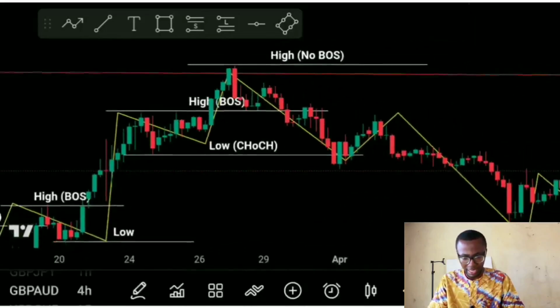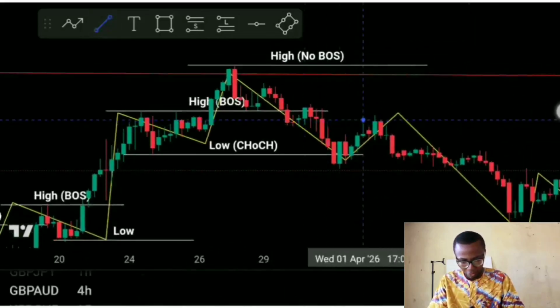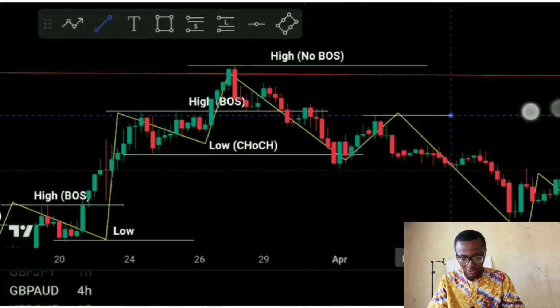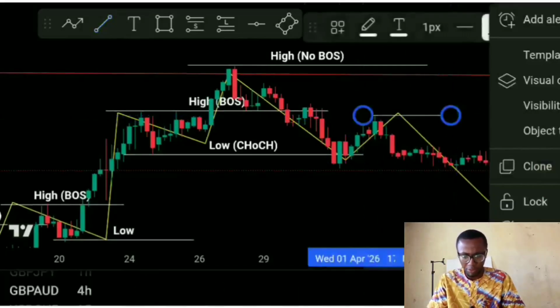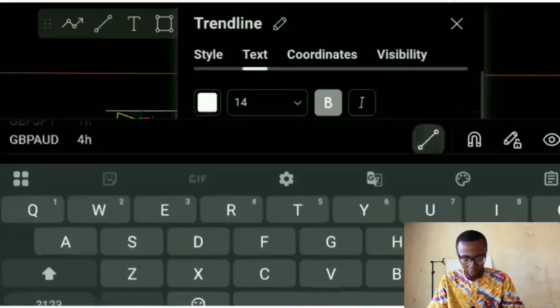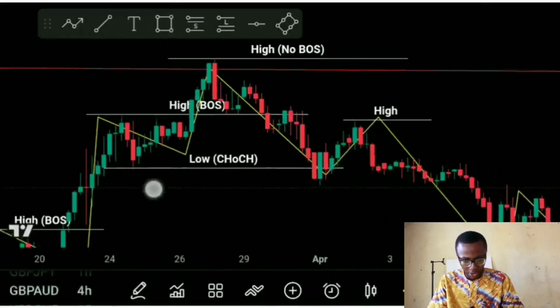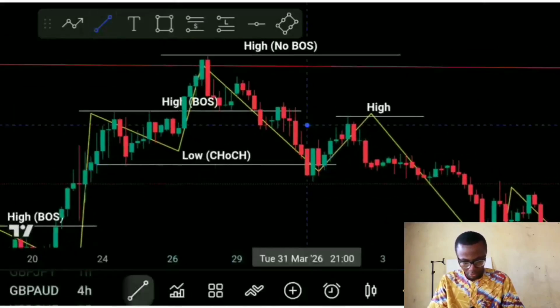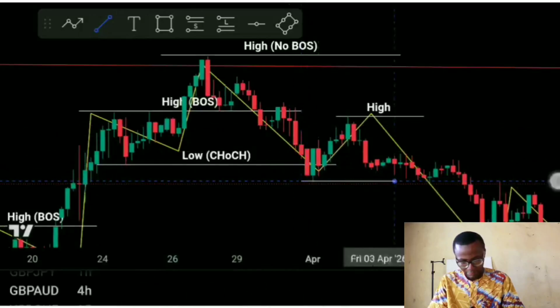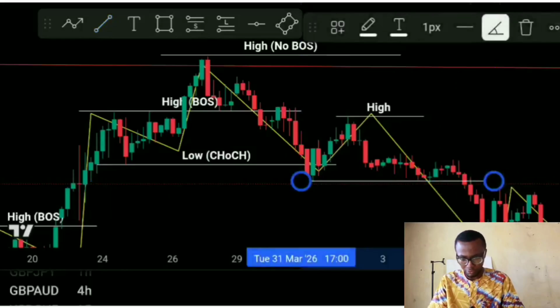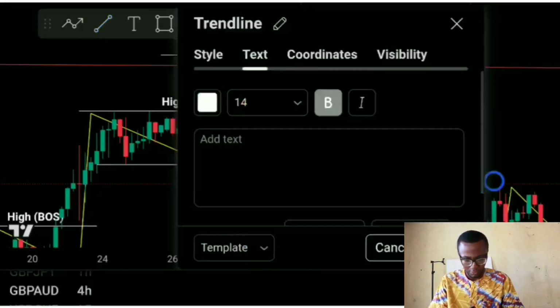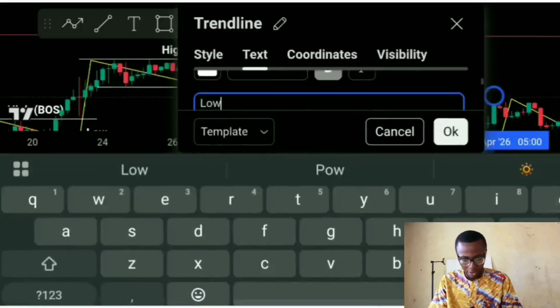Now look at this next high. This next high was not broken, so this next high is just a high because it was not broken. No break of structure in that high, so I just call it a high. Right? But this low now, look at this low here. This low has been broken here. So that low is what? A break of structure.